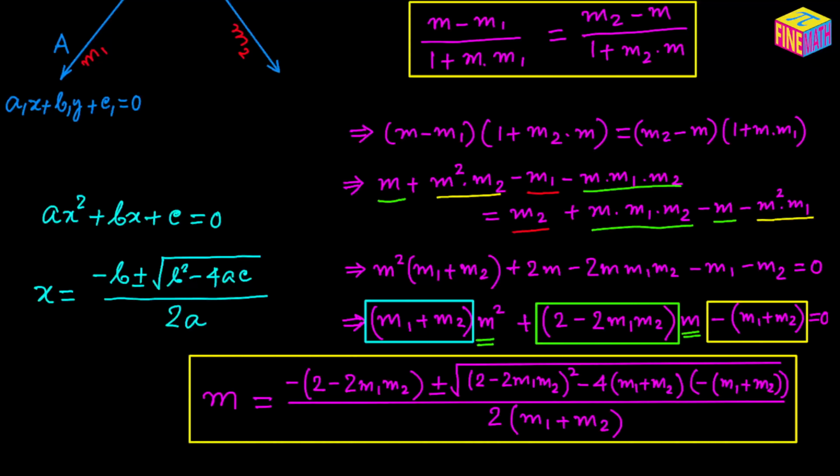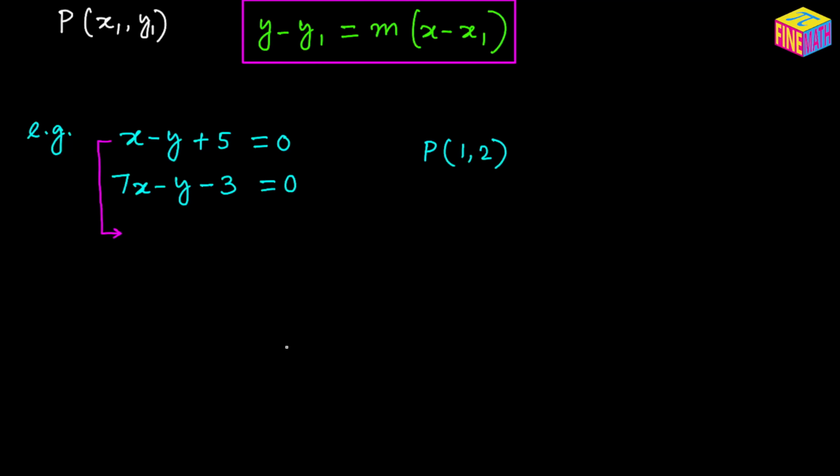So let's try that. From the first equation, let's find the slope. We have x minus y plus 5 is equal to 0. I'm now going to convert it into y equals mx plus b form. So we can write y equals x plus 5, and clearly you can see the coefficient of x is positive 1. So m sub 1, which is the slope of the first given straight line, is equal to positive 1.